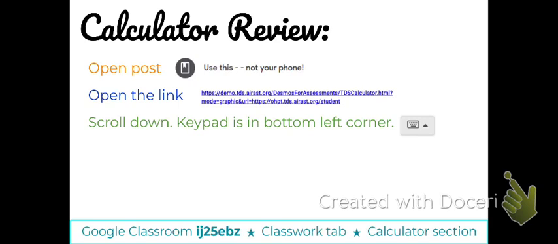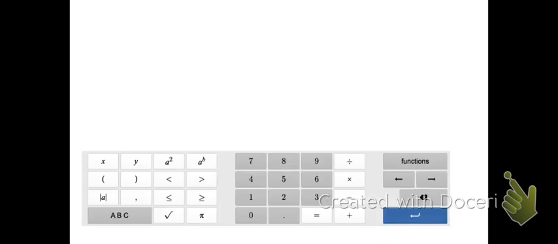It's in my Google Classroom under a post called Use This, Not Your Phone. Please practice using this calculator. When you click on the link, you're going to see it's a modified version of Desmos. And if you scroll down, you're going to see an option to click to show the keypad. This is what the keypad is going to look like.